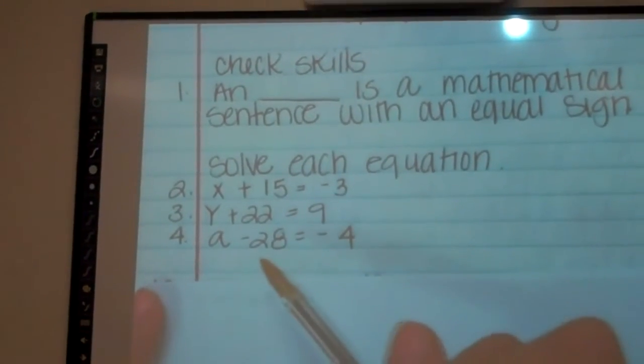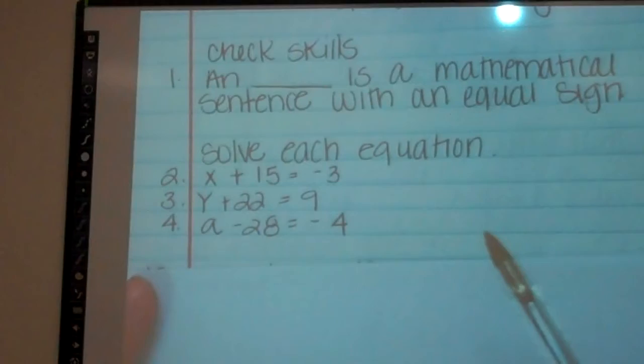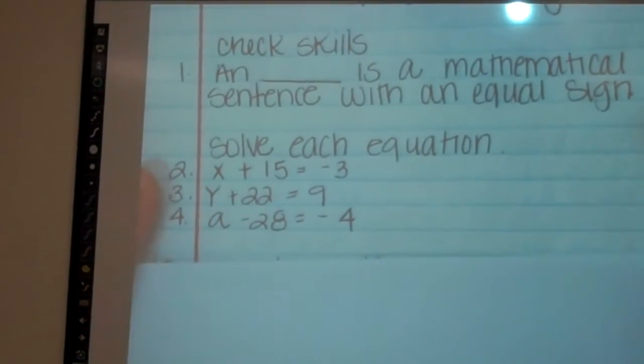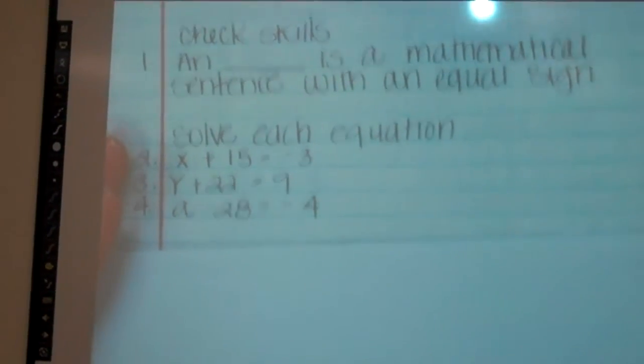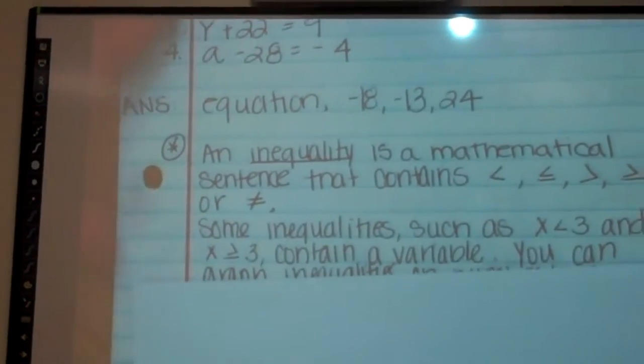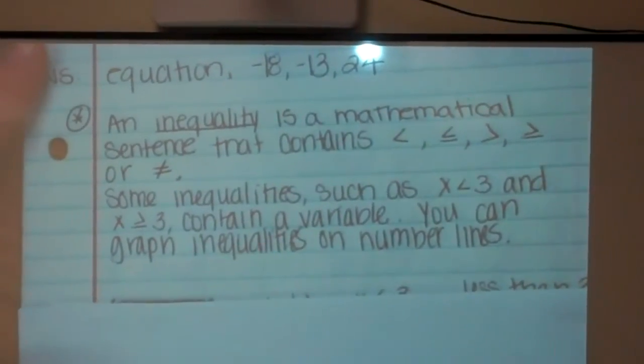Alright, number 4, a minus 28 equals -4. What is it? 24. Alright, does everyone agree? Yes. Alright, we're going to move on. Anything that's starred, remember you write.